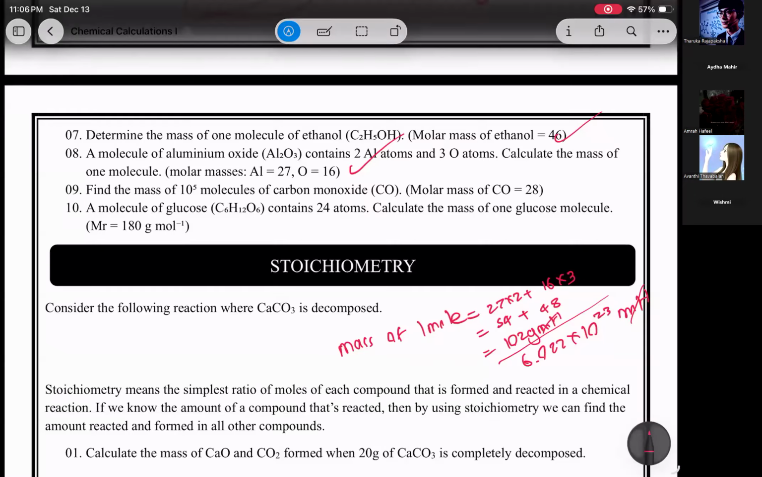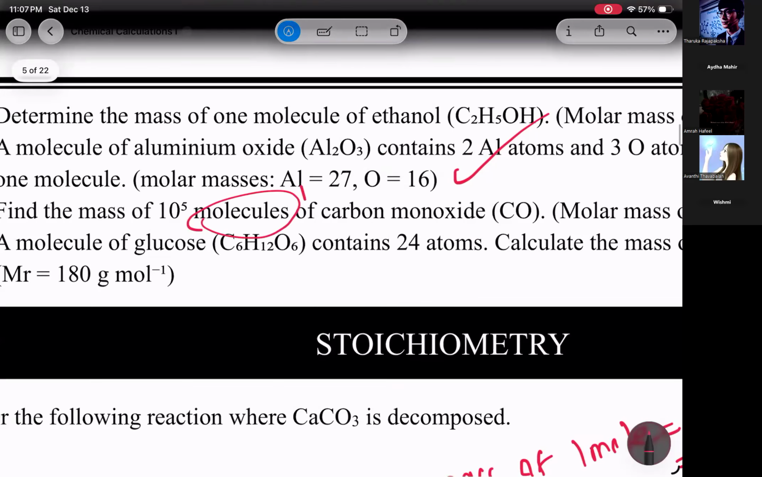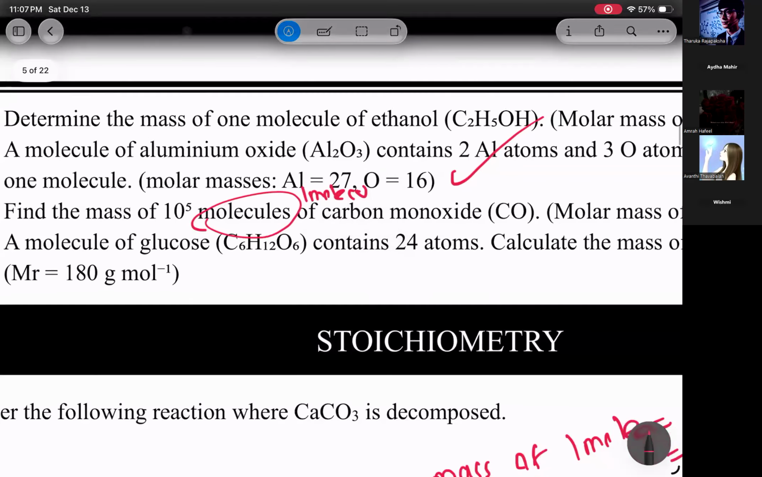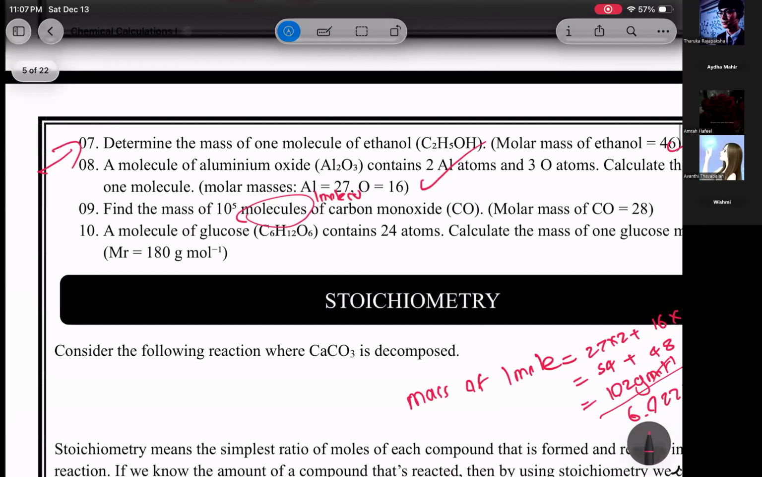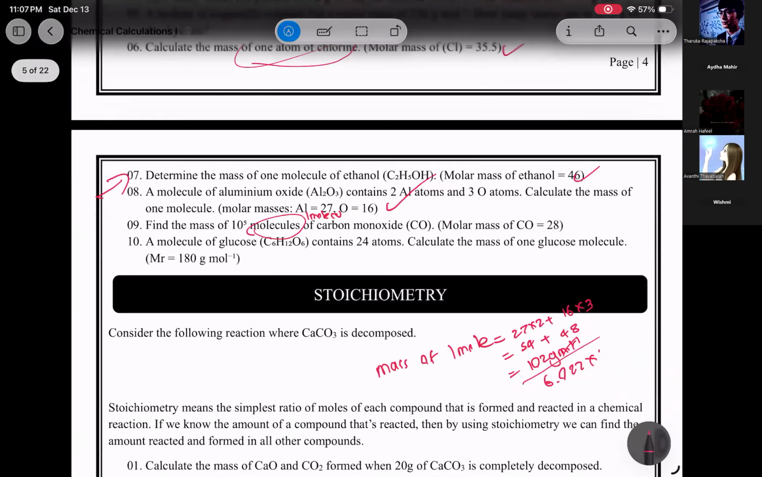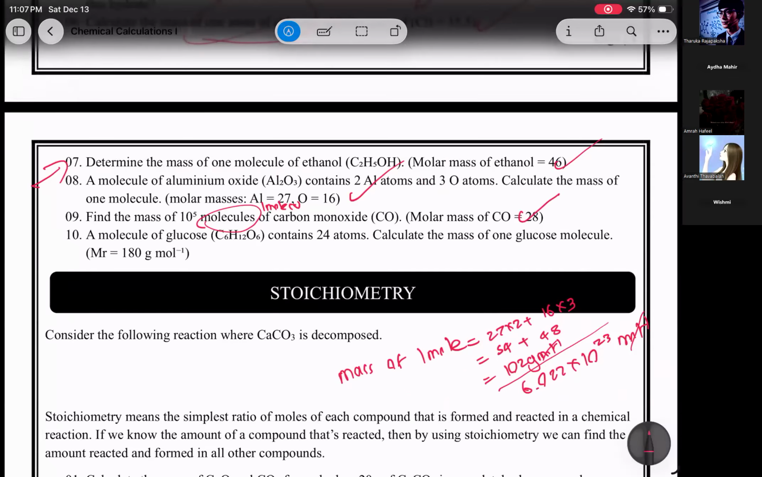Ninth one, find the mass of 10 to the power 5 molecules of carbon monoxide. So what you should do: first of all, calculate the mass of one molecule, just like the seventh question, and then multiply it by 10 to the power 5. I shouldn't do these things so easily.